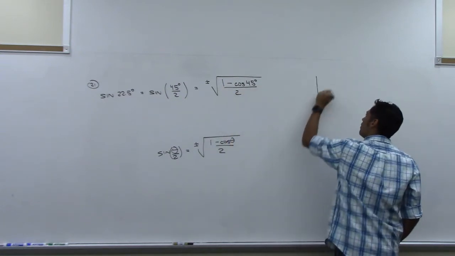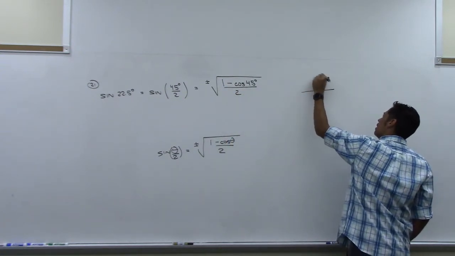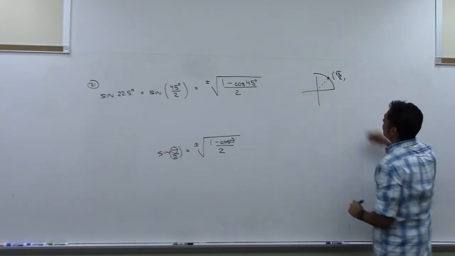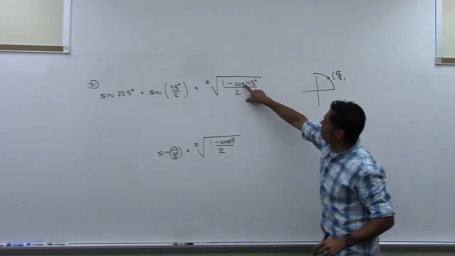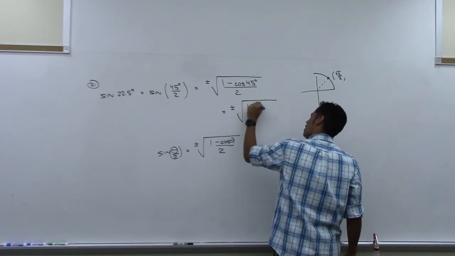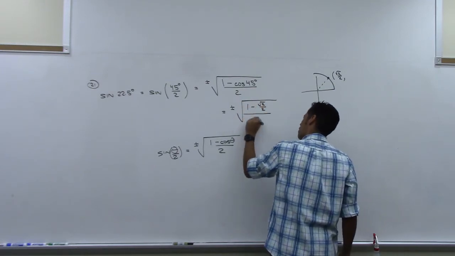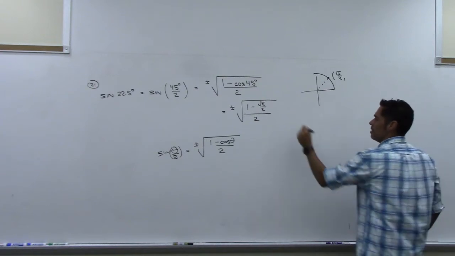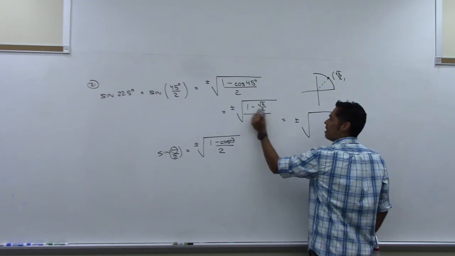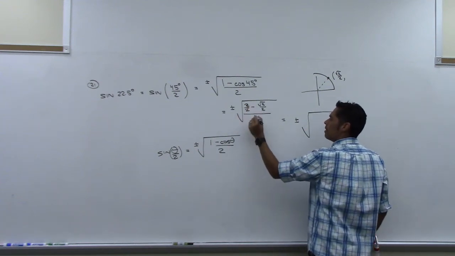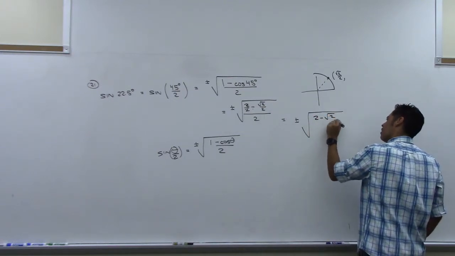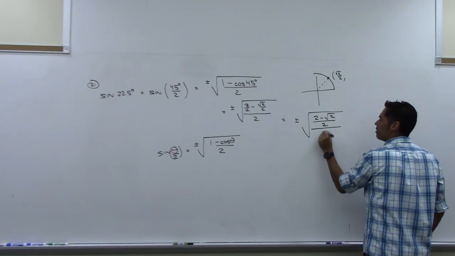Now cosine of 45 degrees, here's 45 on the unit circle. Cosine as the x-coordinate is root 2 over 2. So we get plus or minus the square root of 1 minus root 2 over 2, all over 2. I'll continue this. Here I get a common denominator, so I'll put 2 on the bottom, 2 on the top, and then 2 minus root 2 over the common denominator, but then all of that over 2.